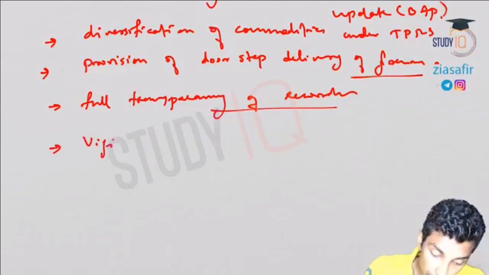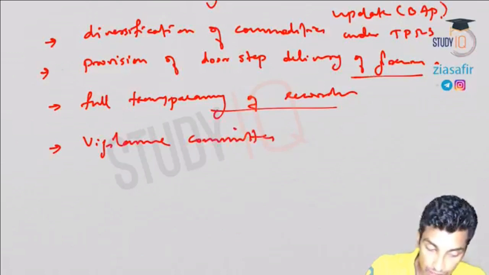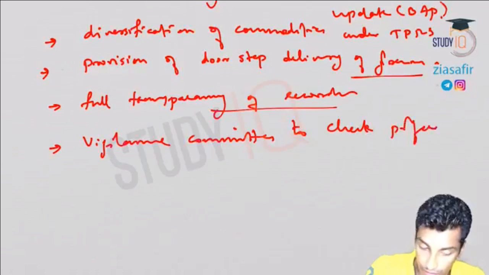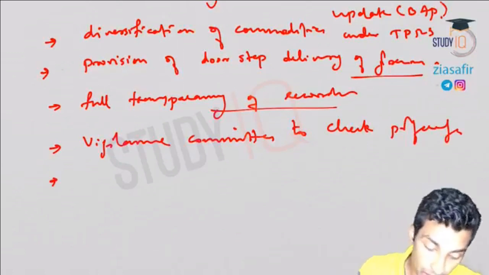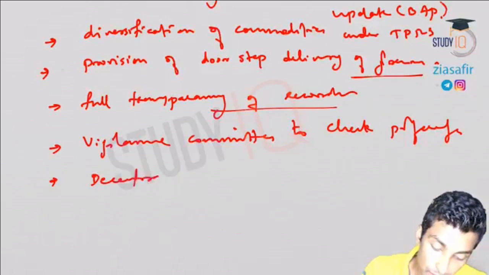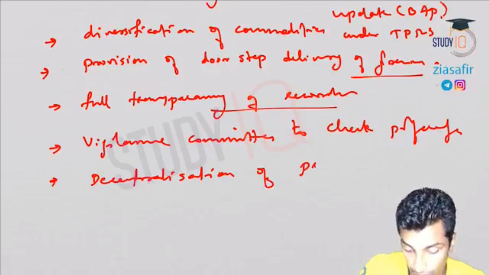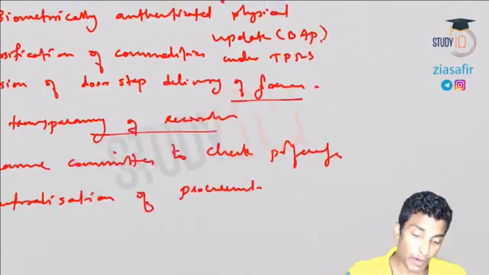Vigilance committee to check pilferage. Then decentralization of procurement. Okay, so that's about the session.